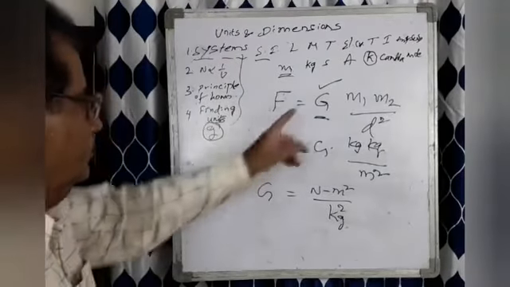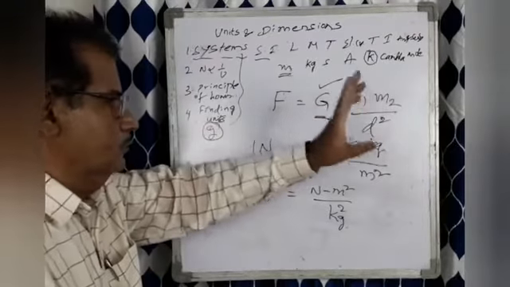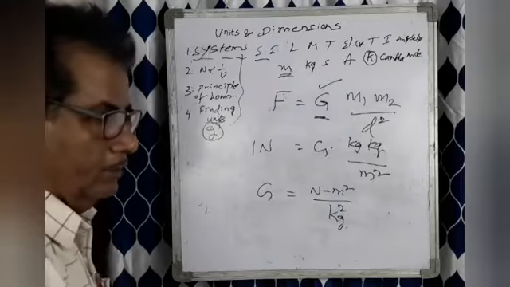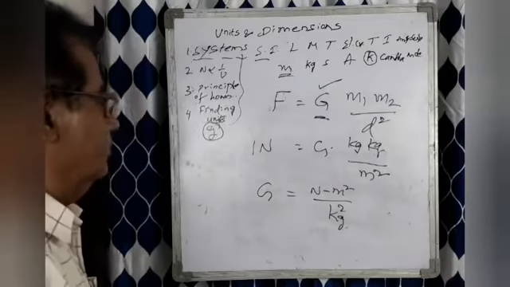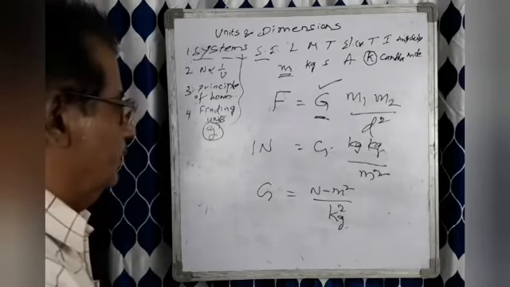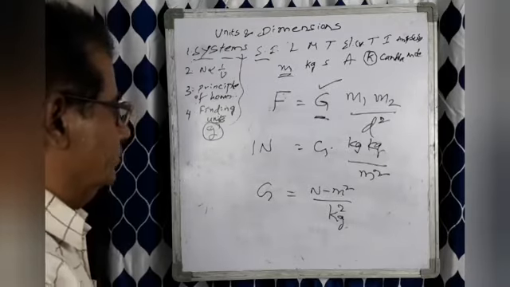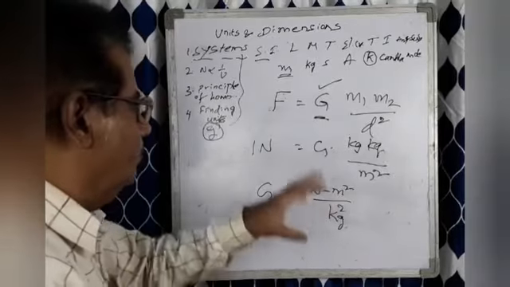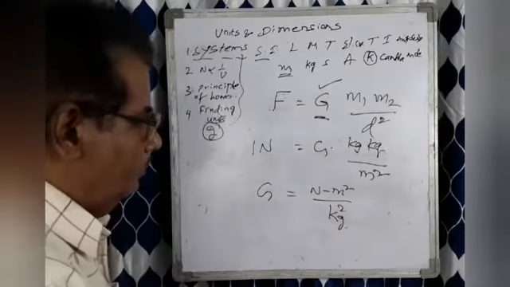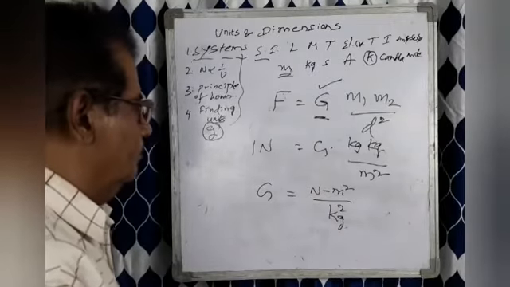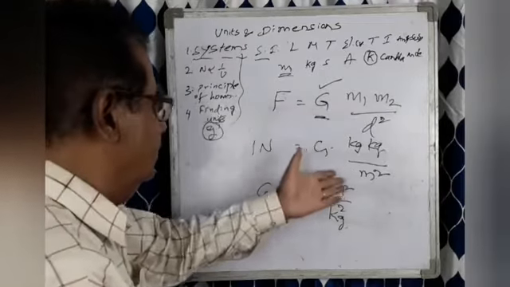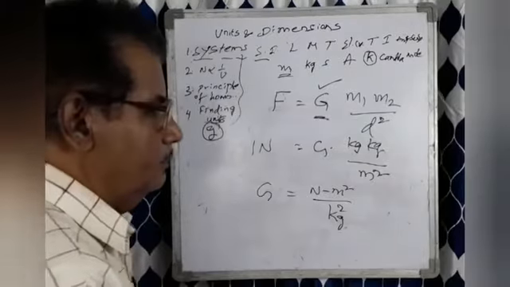F is equal to G m1 m2 by d square is known to every student, even from a lower class. But when I ask you to find the unit of capital G, you get confused. Why? You are not able to apply what you know. You know the things, but you are unable to apply that. If you simply apply it like this, you will get the unit of any physical quantity.